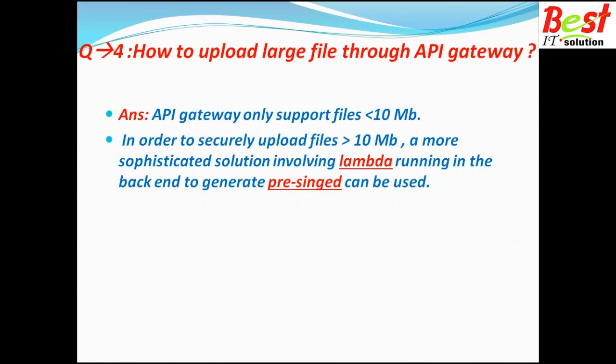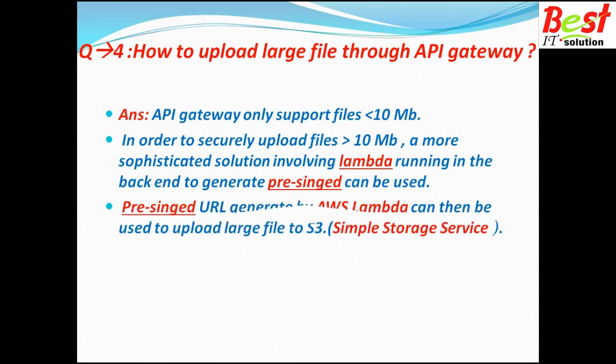In order to securely upload files greater than 10 MB, that is a large file, a more sophisticated solution involving Lambda running in the backend to generate a pre-signed URL can be used. That solution is AWS Lambda. So this Lambda running in the backend generates the pre-signed URL.